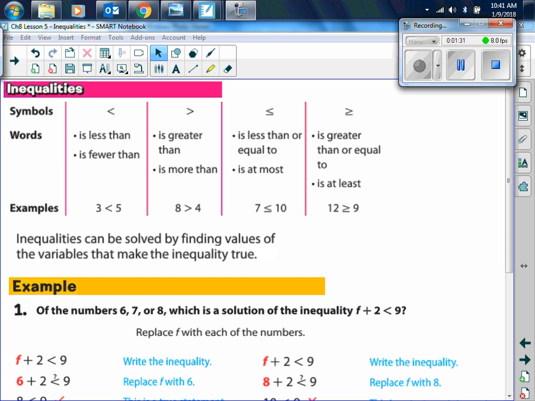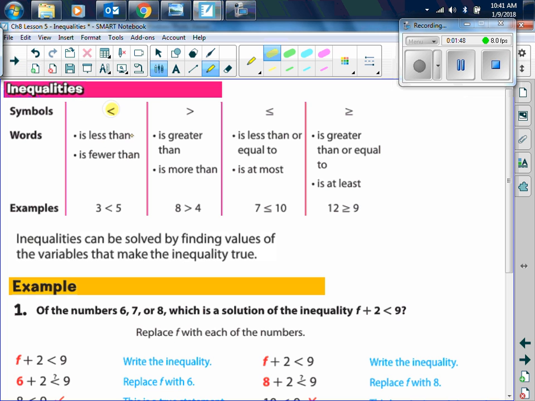All right, so inequalities. We have 4 symbols. You've seen the first 2 before. Have you guys been exposed to the second 2? No. Okay, it's the less than with the line underneath and the greater than with the line underneath. I want you to make sure you write these down, okay? Write down your symbols. And then I want you to write down what it means. So here, the first symbol is less than, that means fewer. The second one is greater than, which means more than. Make sure you write these down, please.